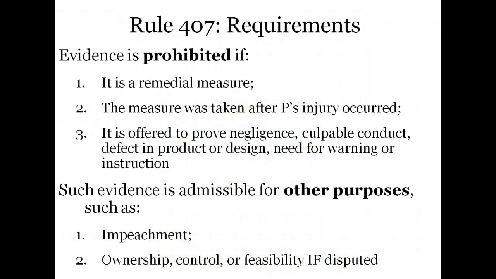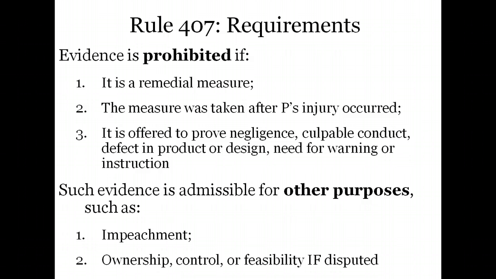Let's look at the text of the rule. The format of this rule is similar to a number of other rules which we will see over the next few class sessions. In this rule, we have a prohibition, a list of requirements which, if met, will cause the evidence to be excluded from the trial. And then we also have what's called an other purposes clause, which allows the evidence to be used for other purposes subject to Rule 403.